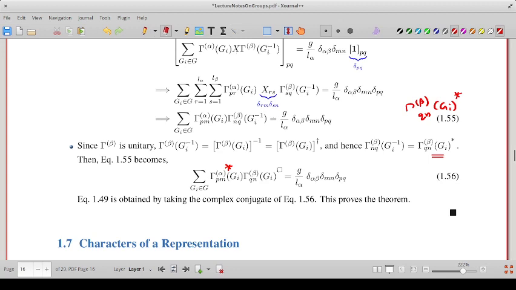And this equation is exactly the same as the statement of the theorem, the orthogonality theorem. So the orthogonality theorem is simply obtained from this equation by taking the complex conjugate.